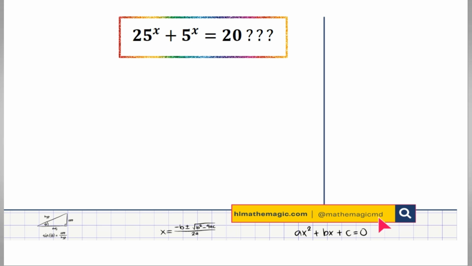Today we're going to look at a Math Olympiad type problem, which is quite common: 25 to the x plus 5 to the x equals 20. So without further ado, let's get right into this.